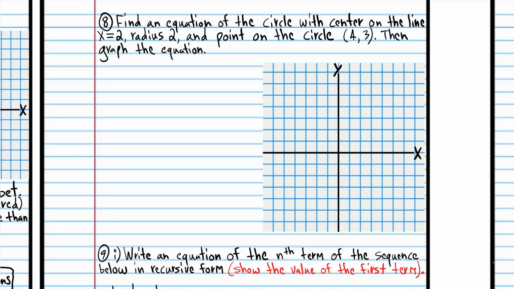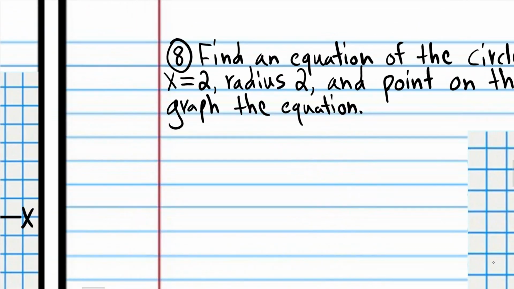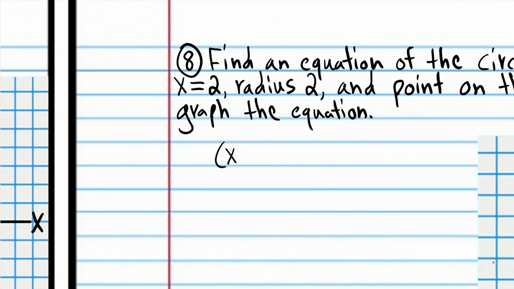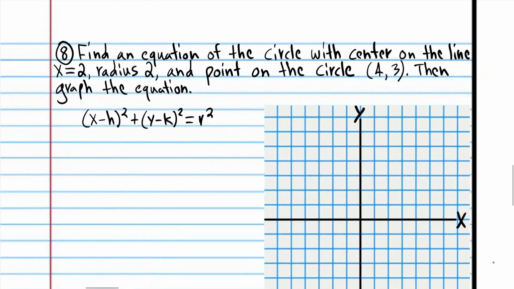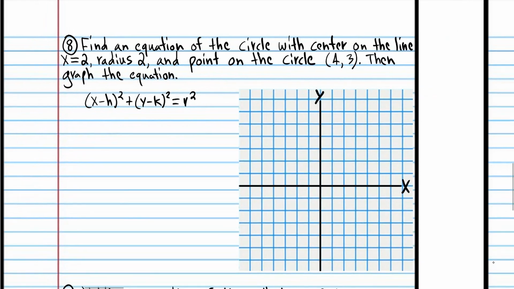Alright, we're back. So let's write the standard form for the equation of a circle. Alright, now what do we know? Well, it says that the center is on the line x equals 2. So let me draw the line x equals 2. That pink line there, that's the line x equals 2.